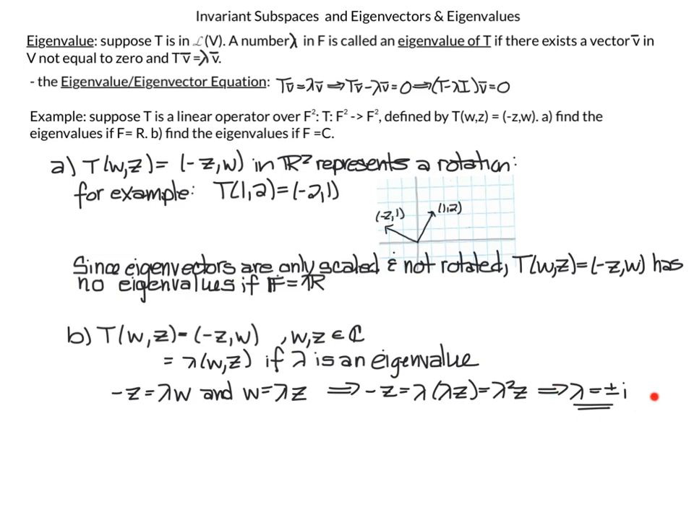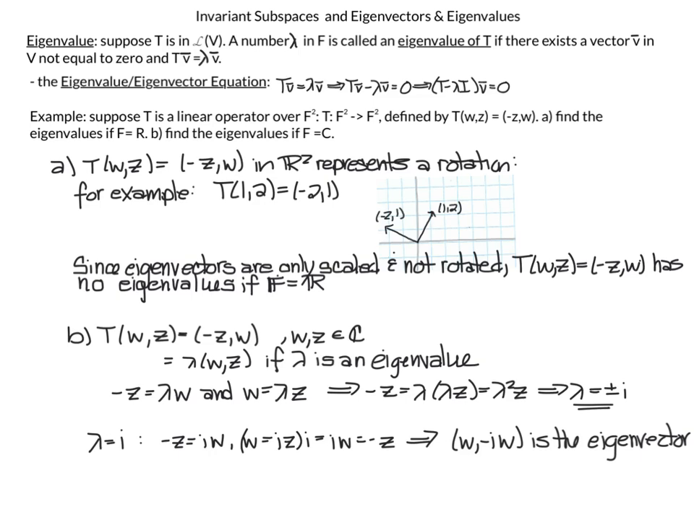We have two eigenvalues now, lambda equals i and lambda equals minus i. Let's consider lambda equals i first. Looking at this equation then, we have minus Z equals iW. Or we could use this equation, W is equal to iZ. They're really the same equation, that's all this is. But essentially what we have then is that our eigenvector is W, and Z is equal to minus iW. So this is our eigenvector associated with our first eigenvalue, lambda equals i.